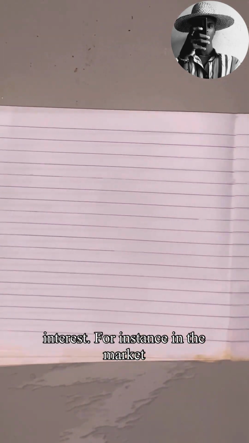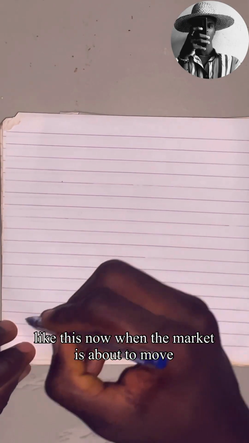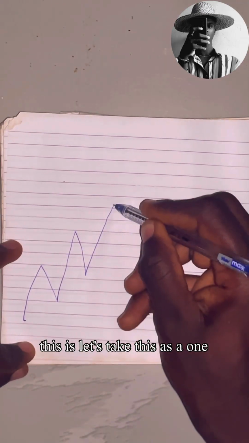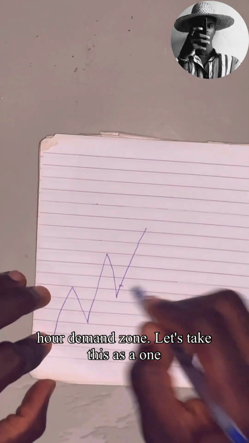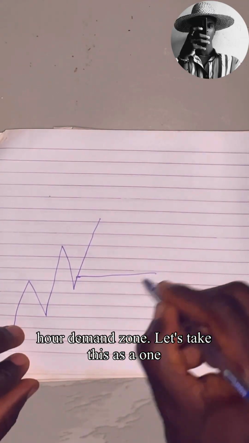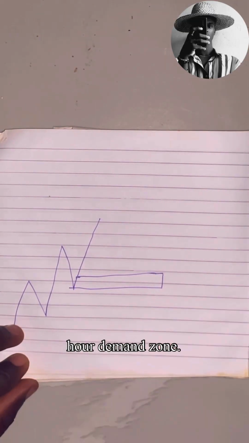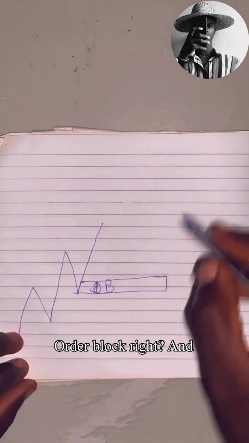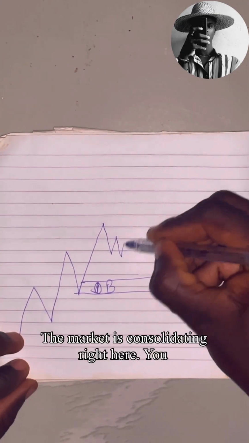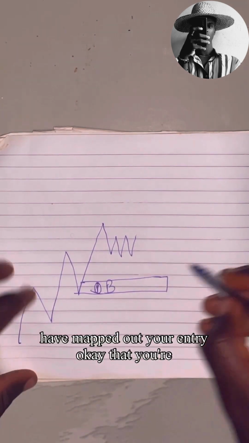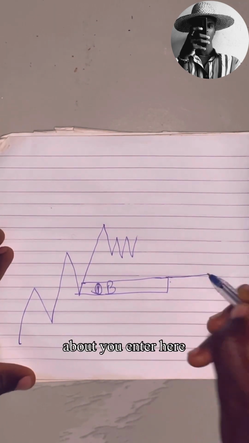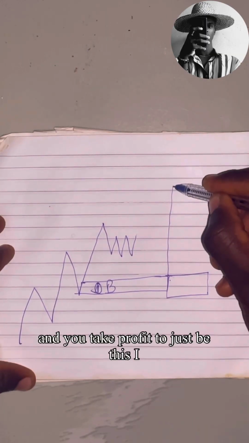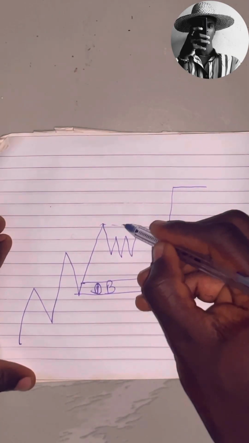For instance, in a market like this, when the market is about to move, let's take this as a 1 hour demand zone, a 1 hour order block, right? And the market is consolidating right here. You have mapped out your entry, that you're about to enter here. Your SL will just be a few pips below, and your take profit will just be this high here.